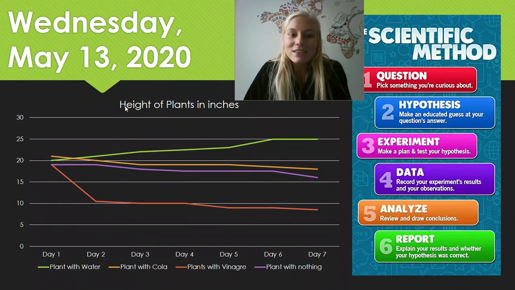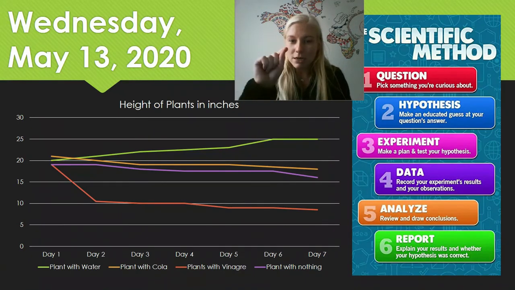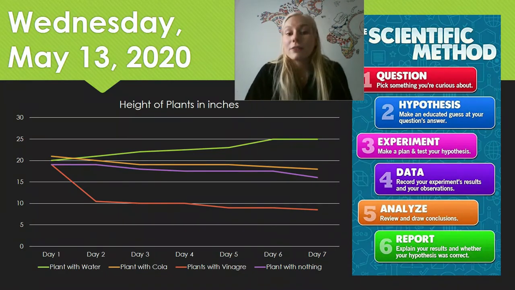You can see it's called the height of plants in inches. Now, you guys are used to seeing graphs that look like bars. Remember, they go up and another bar. We did them in elementary C all the time and at the beginning of elementary D. This graph is different and I'm going to show you how to read it right now.